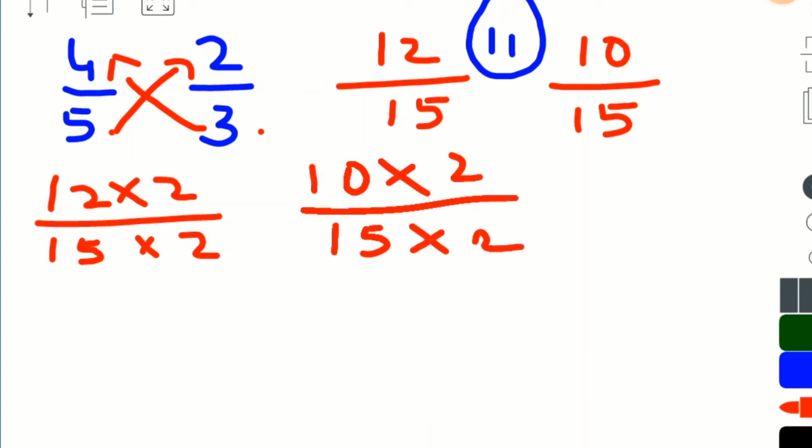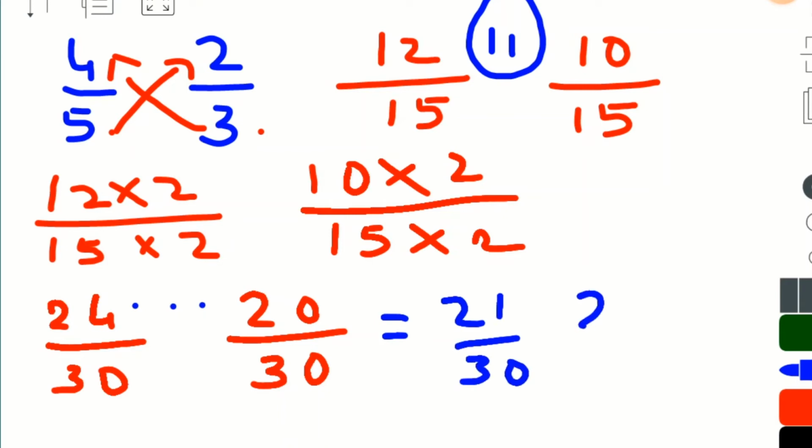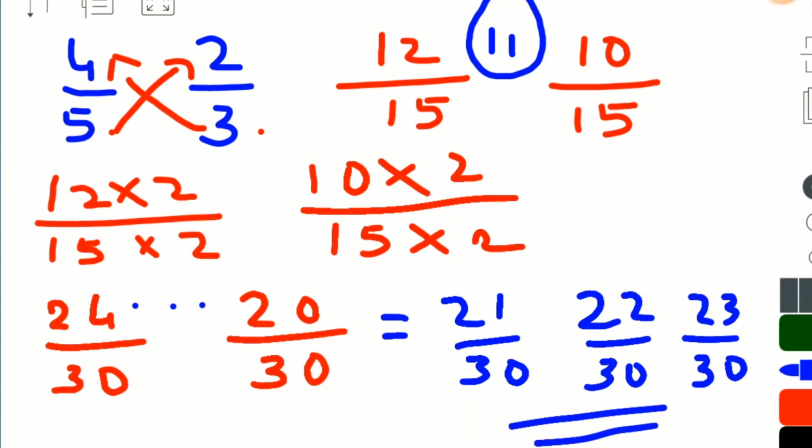We will increase a fraction. Now the fraction you are getting is 24 upon 30 and 20 upon 30. Now we will see how many numbers are there between 24 and 20. There are three numbers. So your answer will be 21 upon 30, 22 upon 30 and 23 upon 30. So these are your three rational numbers between 4 upon 5 and 2 upon 3.